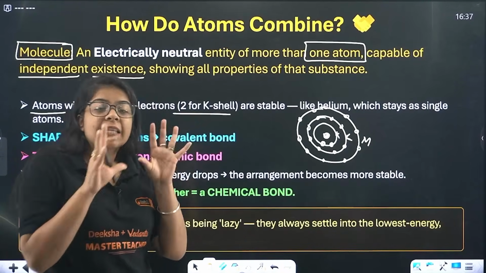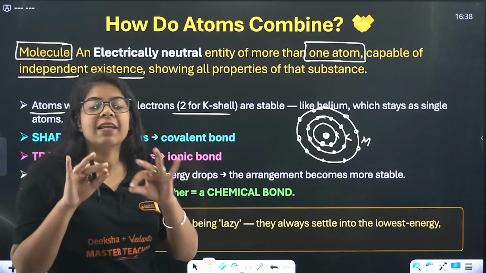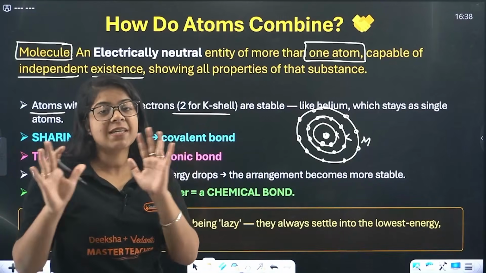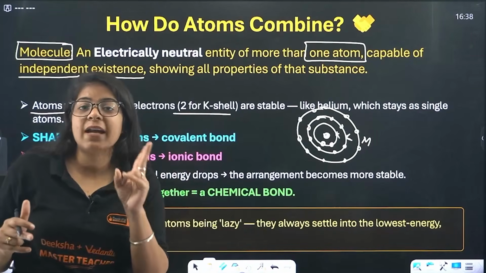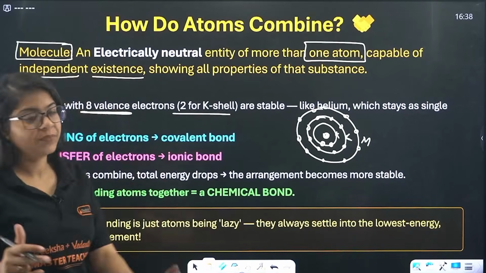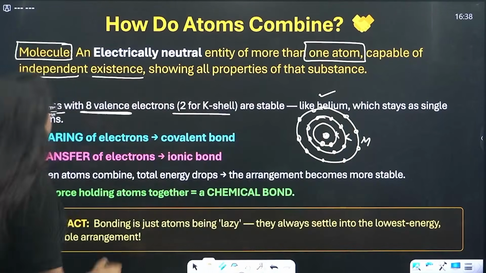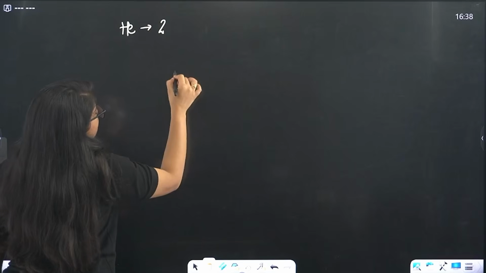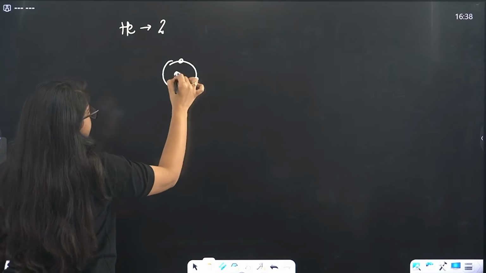Stable atom means they have either 8 electrons in their valence shell, or 2 if their valence shell is the K shell. Understood? If their valence shell is the K shell, then they can have 2 electrons in that shell and that will be stable, right? Like helium, which stays as a single atom. Now beta, the atomic number of helium is what? 2, right? So this is the atom of helium. It has 2 electrons and this is the nucleus.